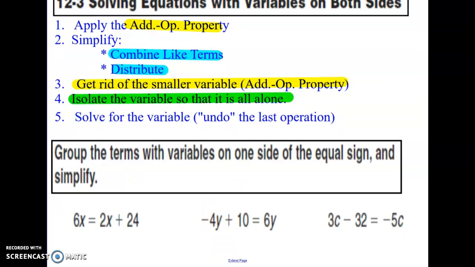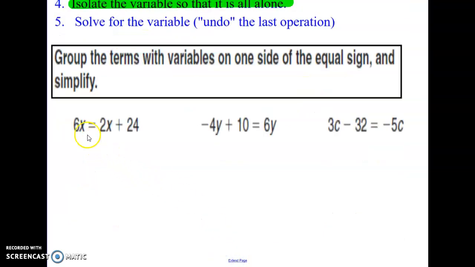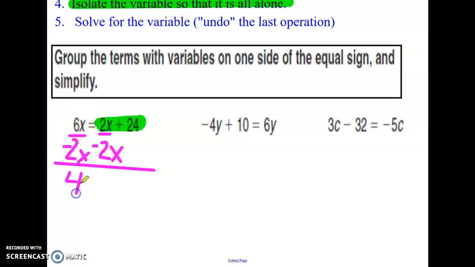So if I was to look at this first one right here, I'm going to extend my page a little bit. If I look on the right-hand side, there is nothing I can do to make that any easier right there. So I'm looking, I notice I've got 6x on one side, I've got 2x on the other side. I want the variable only on one side of the equation. So I want to get rid of this 2x. So I'm going to add a negative 2x to both sides. Negative 2x, negative 2x. I'm going to add down, and I've got 4x over here. On the right-hand side, I'm going to have 24.